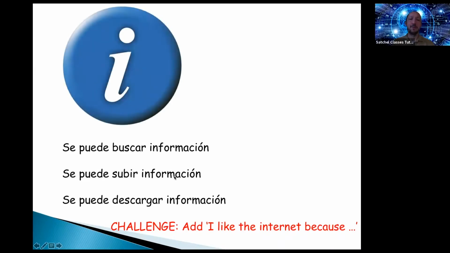So, for instance, se puede buscar información, se puede subir información, se puede descargar información. So as you can see, I'm using the same structure. All I'm changing is this word here in the middle, buscar, subir, descargar. If you can remember them, get your dictionary, practice with them, get your keyword list, and double check what they mean. Okay. Also, if you want to add something like I like the internet because, that would sound something like this. Me gusta la red porque se puede buscar información. And that's a wonderful sentence that you can use always on your writing piece or when you are actually doing your speaking exam.